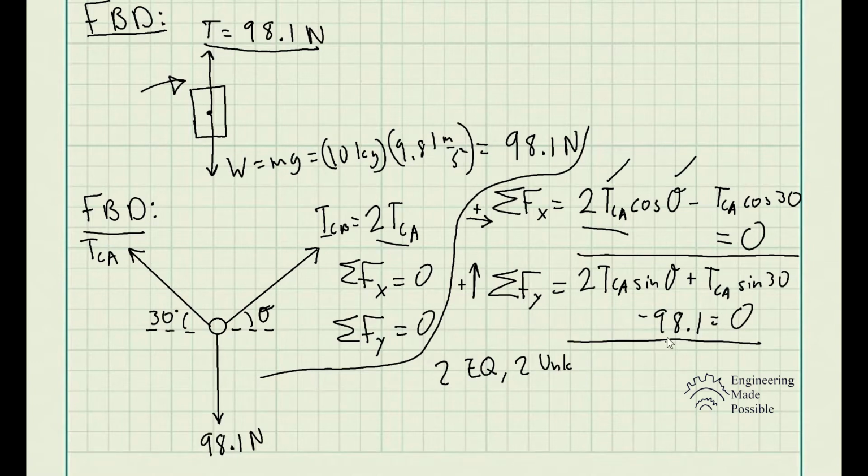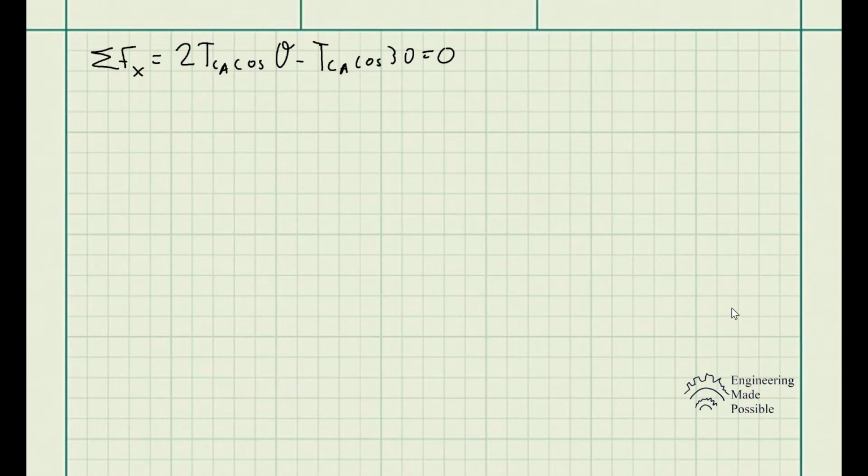So this is where we go ahead and solve for one equation. We could either solve for the tension along cable CA or the angle theta. And then once we solve for that, we plug it into the other equation. So let's go ahead and do that. Let's rewrite the sum of forces along the x direction here. We can switch the negative one to the other side of the equation by adding it to both sides. And we finally get 2 times TCA cosine theta is equal to TCA cosine 30.